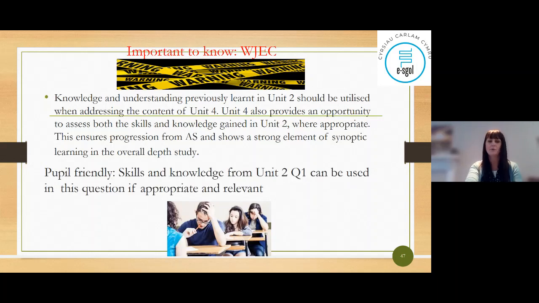Well, in pupil-friendly terms, your skills and knowledge from Unit 2, question 1, can be used in this question if it's appropriate and relevant. So if there's something that you want to bring up as additional knowledge that does fit in and is of relevance and does fit into the source's context, then of course it can be used, and they recommend that you do that. But don't bring up something from Year 12 if it has no relevance whatsoever to the actual source and to the point that's being made in your key issue.